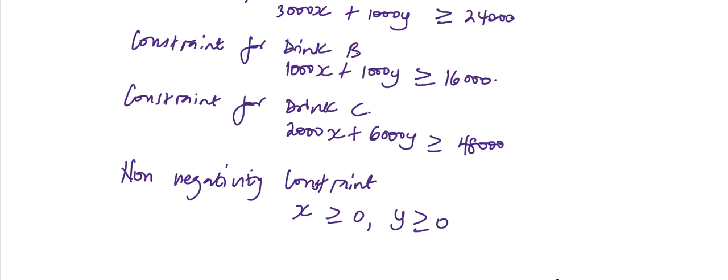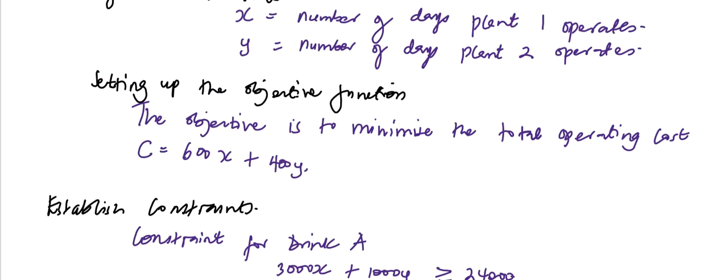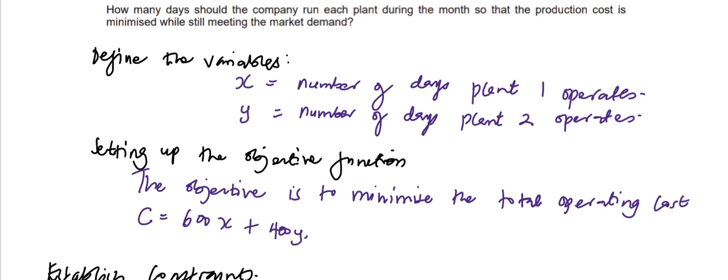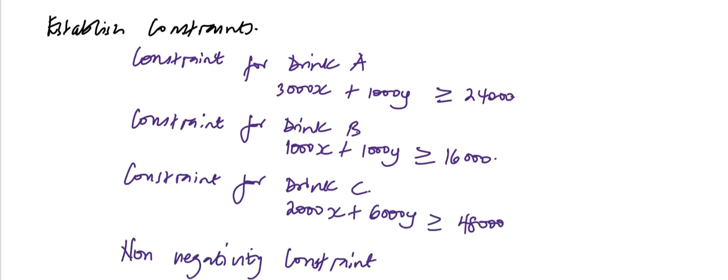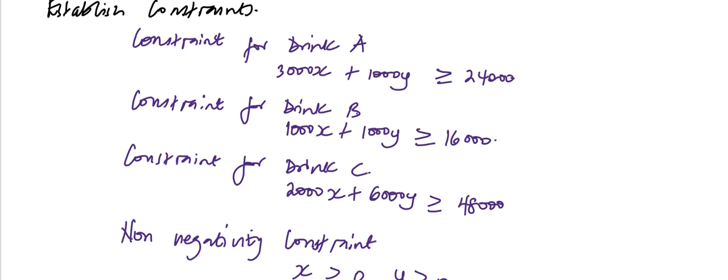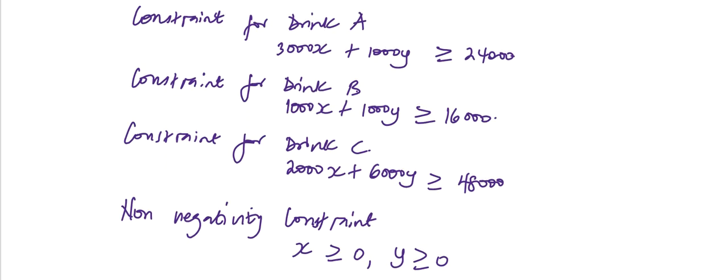So we have expressed this problem in a standardized manner, or in a standard form. We have defined the variables. As you can see, we have our objective function. Then we also have established the different constraints. Now what's next? What we have to do next is to find the feasible region. But how do we find the feasible region? We have to graph the constraints.